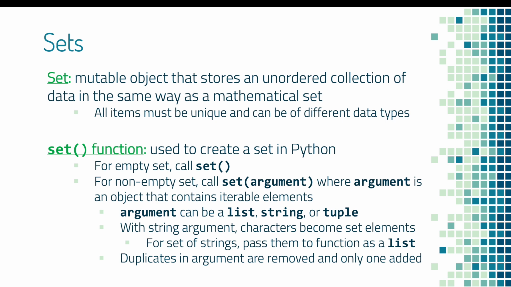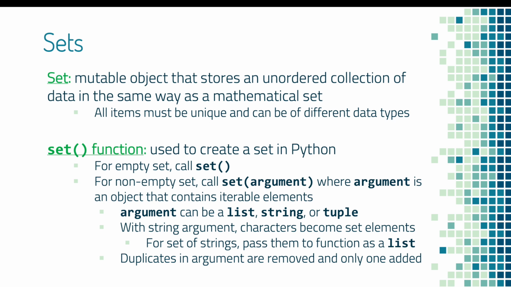Okay, a set in Python is created by calling the set keyword. For a non-empty set, you can call set with arguments, and the arguments can be either a list, string, or tuple. If you use a string argument, the characters become set elements, so it breaks the string apart into its iterable sequence. If you want a set of strings, you have to pass them as a list of strings to the set argument. Duplicates in the arguments are removed and only one is added.